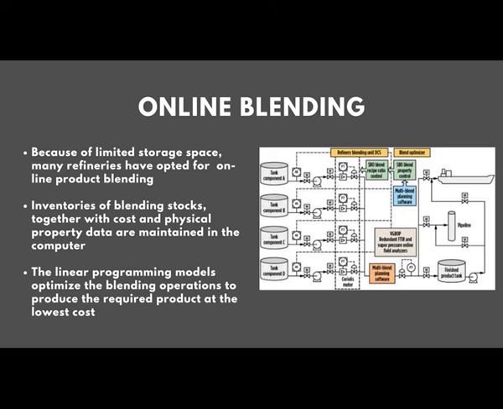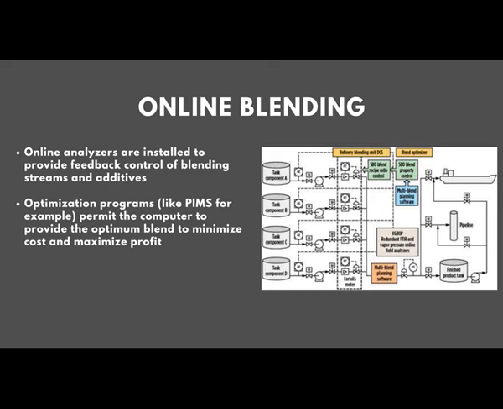Today, online blending is quite common in refineries, because most refineries have sophisticated instrumentation and control systems. Because of limited storage space, many refineries have opted for online product blending. Inventories of blending stocks, together with the cost and physical property data, are maintained in the computer, and based on that, the linear programming models optimize the blending operations to produce the required product at the lowest cost. Online analyzers are installed to provide feedback control of blending streams and additives. Optimization programs like PIMS, for example, permit the computer to provide the optimum blend to minimize cost and maximize profit.